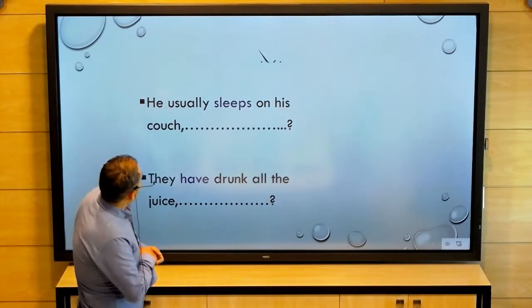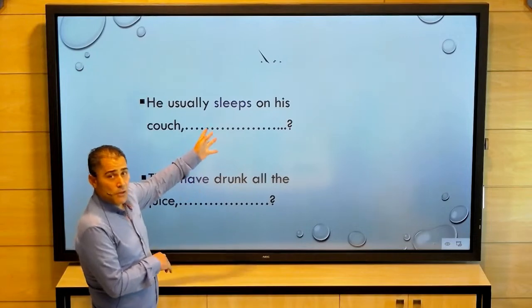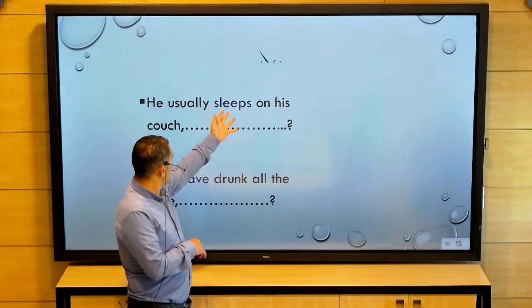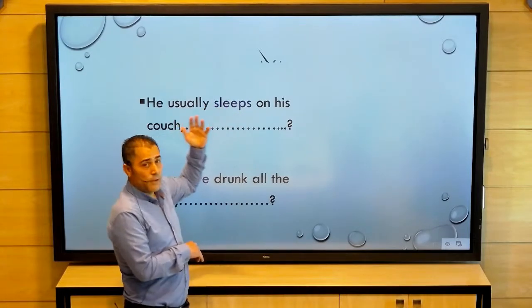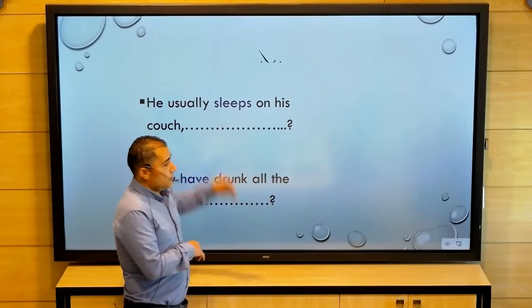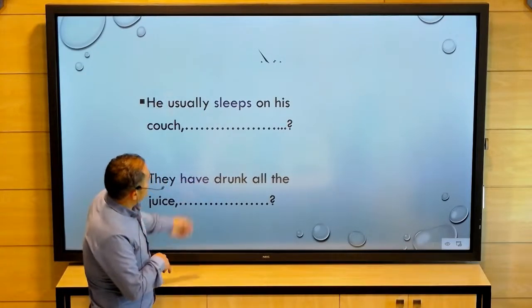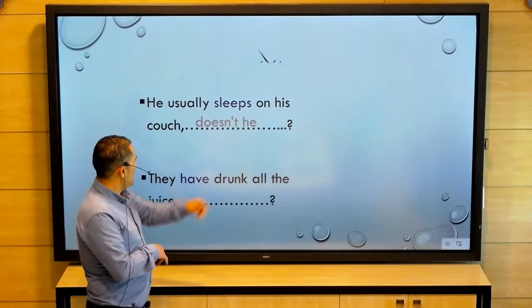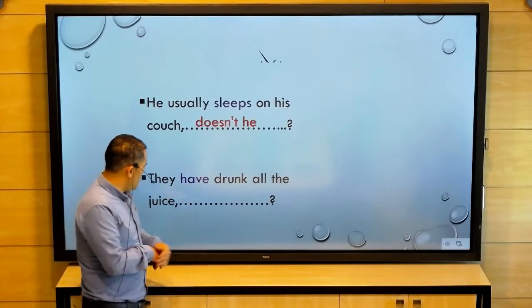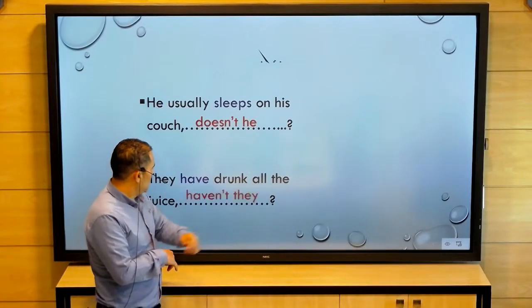He usually sleeps on his couch. Here we don't have an auxiliary. We have the verb sleep added with an s, which is present simple tense. We have to bring do or does or did. Since it's followed by an s, we bring does. And the negative form, doesn't he? They have drunk all the juice. Have, the present perfect. It's an auxiliary verb. We will bring haven't they.